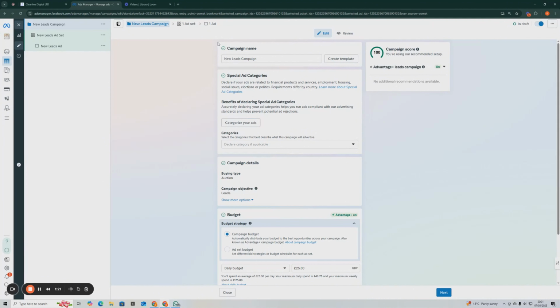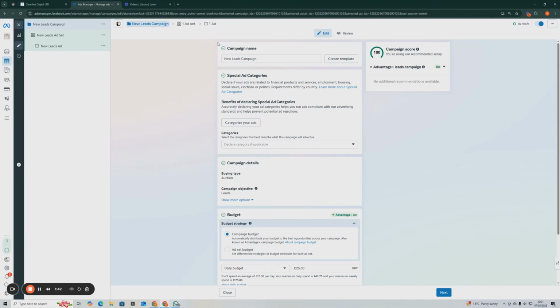Meta is a machine learning platform, so we want to give it the best shot at actually learning and gathering data. And we find that's best when everything is just in one campaign. In that way, the budget is not split up. It's funneling through one area which is continuously learning, and we find that this brings the best and most stable results.